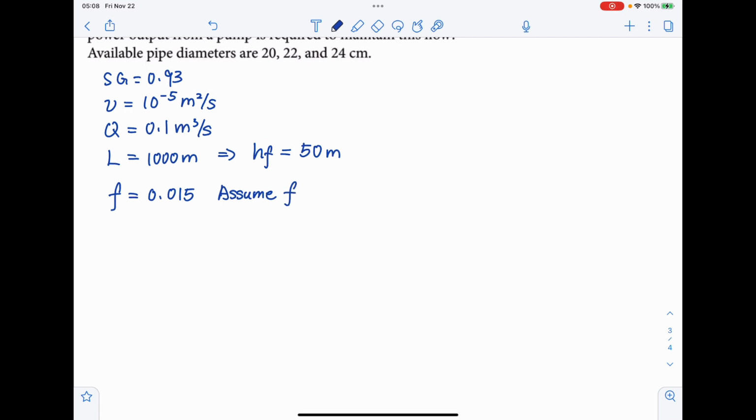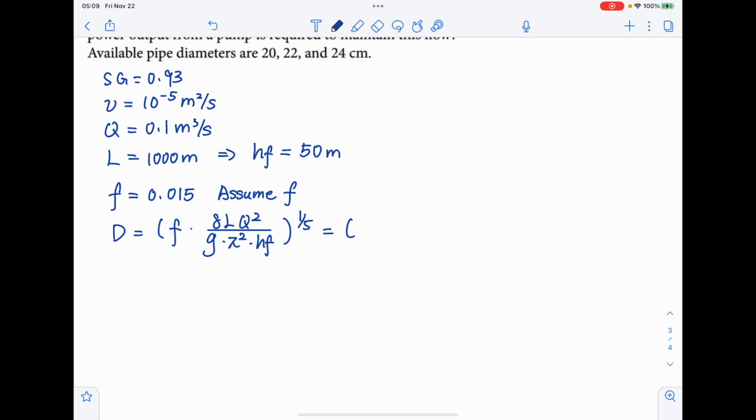Then we're gonna use Darcy's equation. D equals (F times L times Q squared) over (G times pi squared times the head loss), all to the power of 1/5. Okay. So we have all the information here.